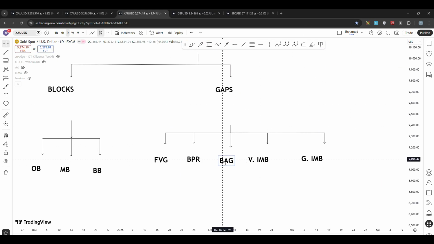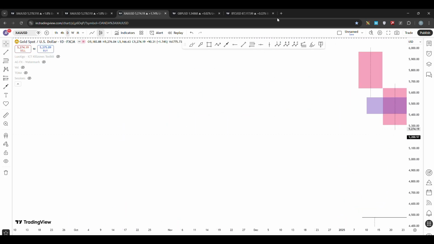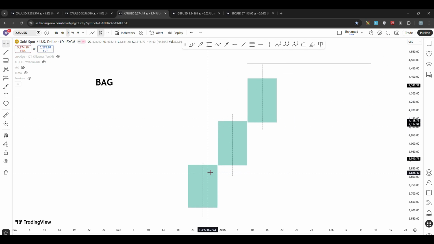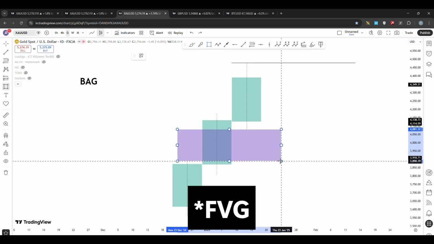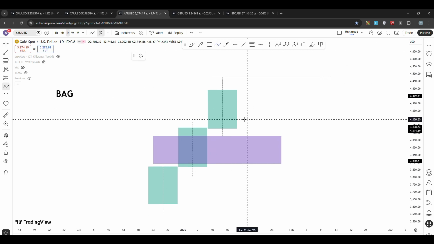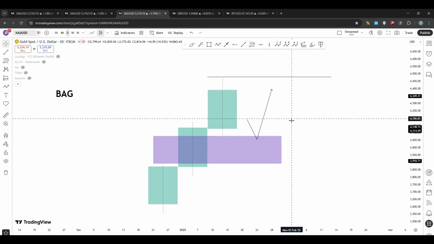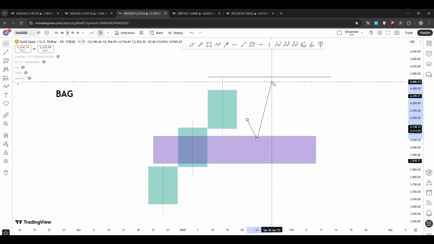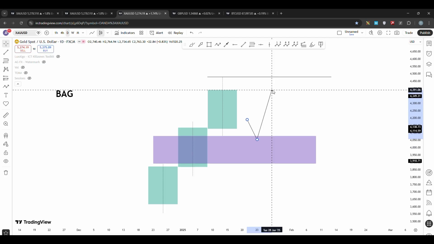Now let's talk about the third kind of gaps, which is BAG or breakaway gap. Okay, now what is a breakaway gap? It's very simple. So once again, we have got three back-to-back green candles and we have got this breakaway gap, right? So let's say that market comes down, taps into the fair value gap, and market starts to push higher. But what you will see is that from here, market should go all the way up to target the last high, right, which is our liquidity. But market fails to do so.